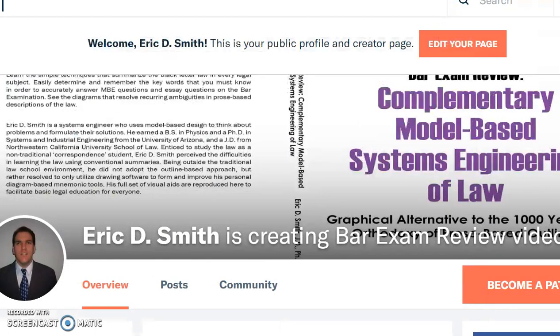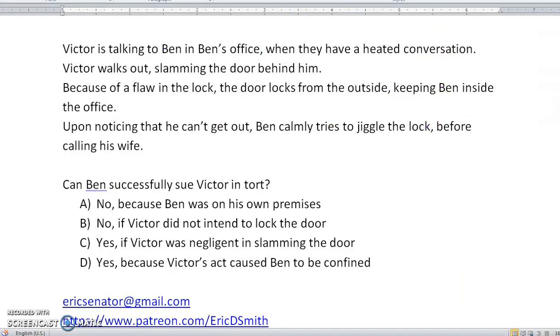So if we look again at the question, we can look at the options and say, can Ben successfully sue Victor in tort? No, because Ben was on his own premises. Well, being on one's own premises is not one of the necessary elements of false imprisonment. As we saw in the graphical summary, if it doesn't exist as a necessary element in the graphical summary, then it is not a necessary element of the tort.